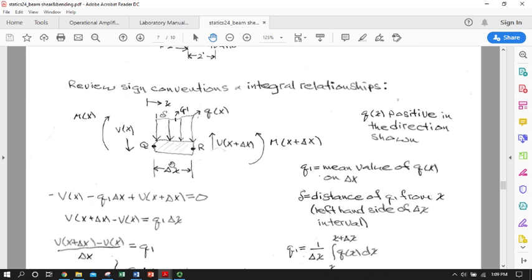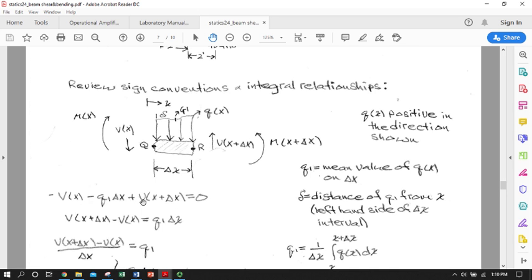Okay, so we'll apply our conditions of equilibrium to this little element again. And here's the sum of the forces in the y. We have negative V at x. We have negative average value of the distributed load times the width. That is the definition of average value from the mean value theorem. This is taking the place of integrating q of x from Q to R with respect to x. And then we've got an upward force of V at x plus delta x. So there's our sum of the forces in the y.